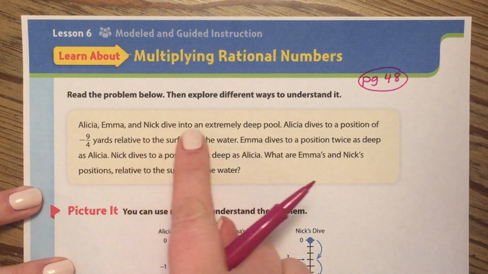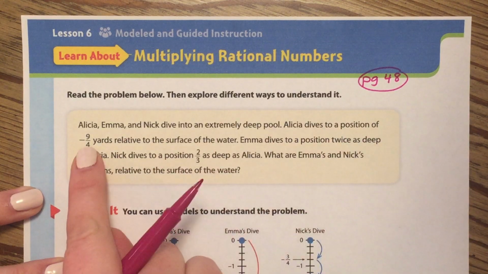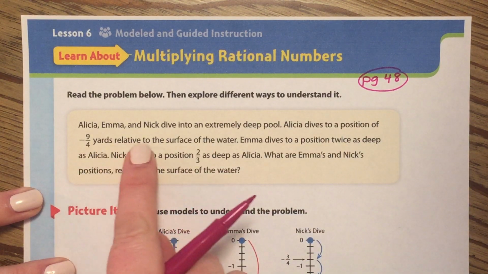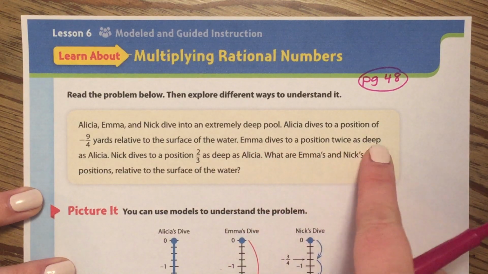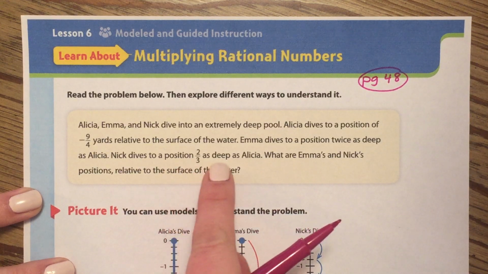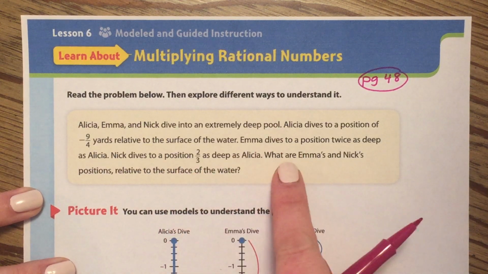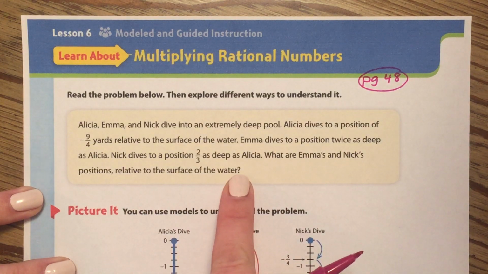Alicia, Emma, and Nick dive into an extremely deep pool. Alicia dives to a position of negative 9/4 yards relative to the surface of the water. Emma dives to a position twice as deep as Alicia. Nick dives to a position 2/3 as deep as Alicia. What are Emma's and Nick's positions relative to the surface of the water?